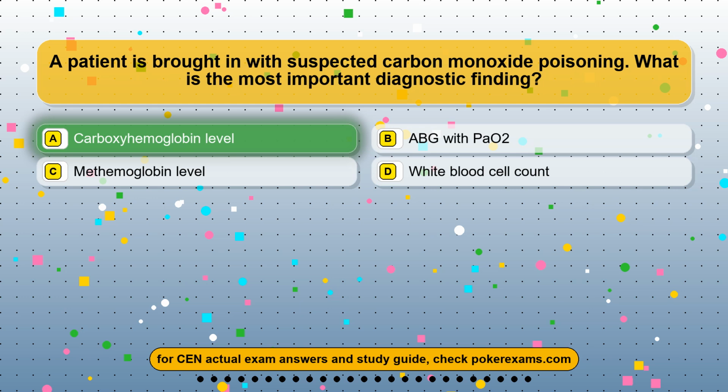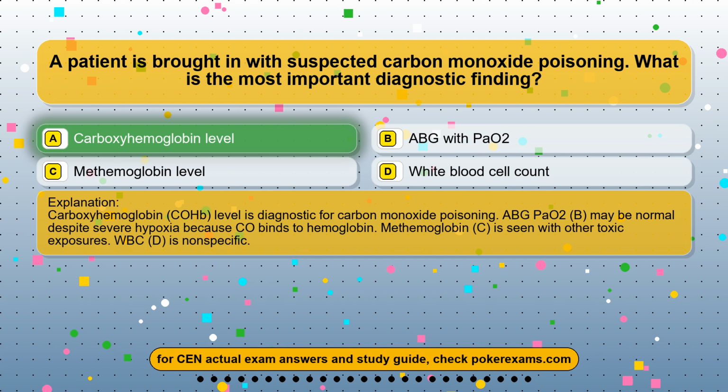The correct answer is option A, carboxyhemoglobin level. Carboxyhemoglobin, COHb, level is diagnostic for carbon monoxide poisoning. ABG PaO2, B, may be normal despite severe hypoxia because CO binds to hemoglobin. Methemoglobin, C, is seen with other toxic exposures. WBC, D, is nonspecific.